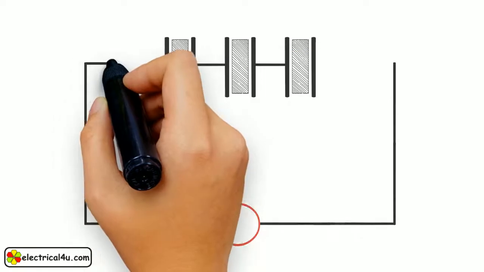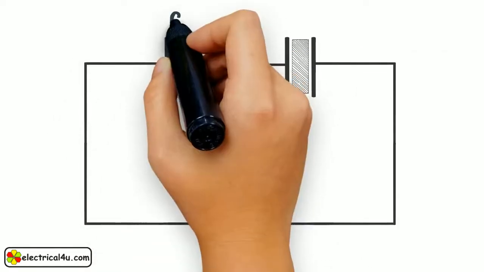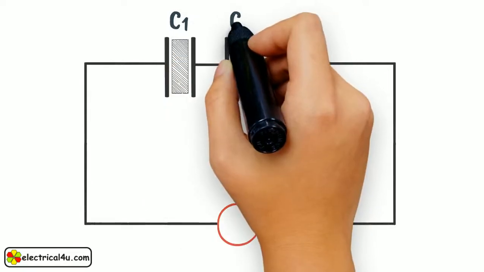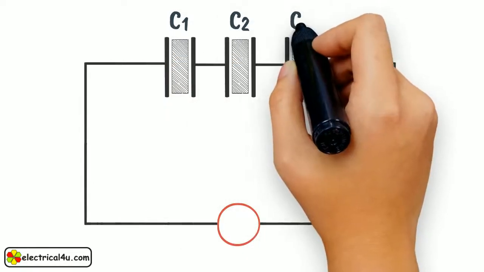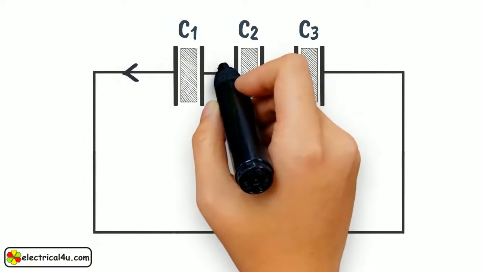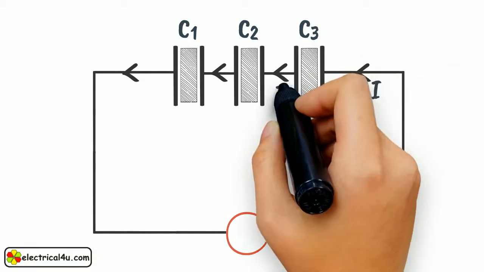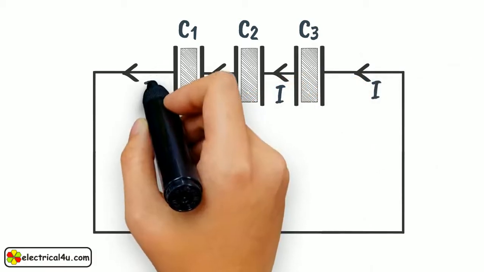First, we will take three series connected capacitors as shown here. Let us assume that C1, C2, and C3 are the capacitance of the capacitors respectively. Here, the source will get a single path to pass current. The same charging current will flow through each of the capacitors.